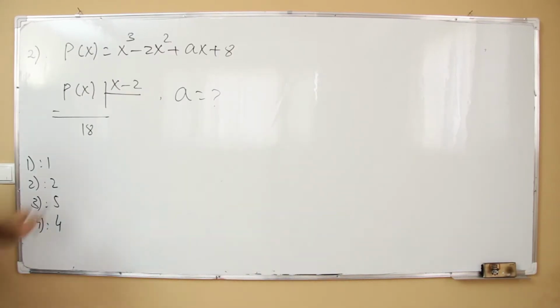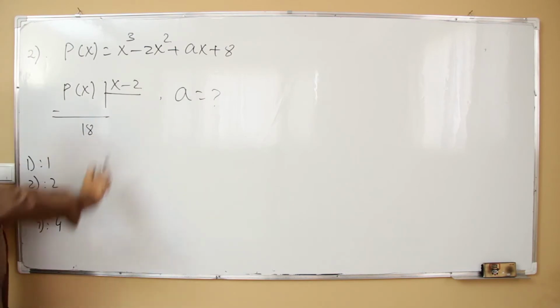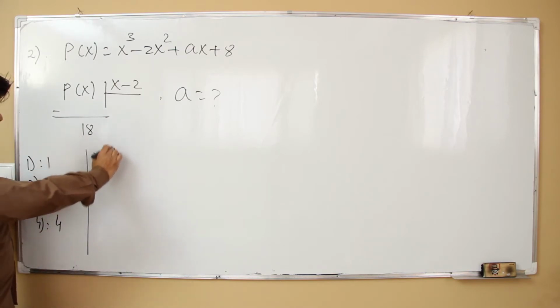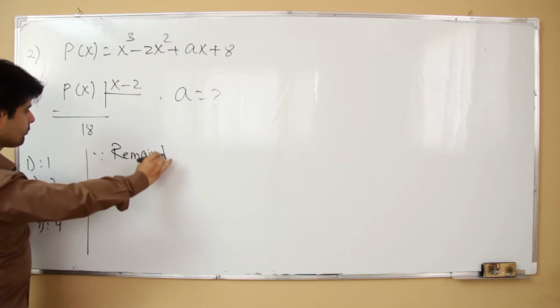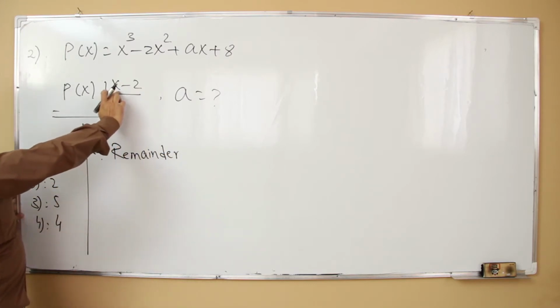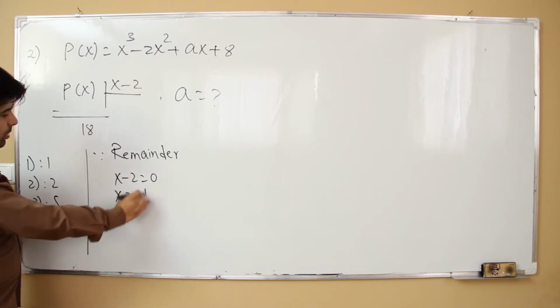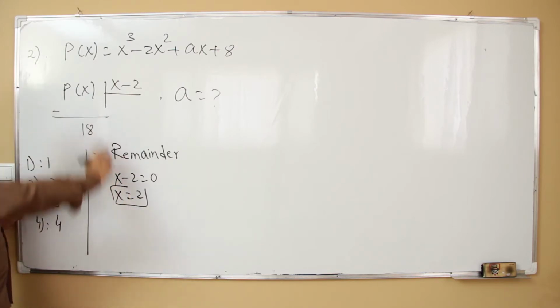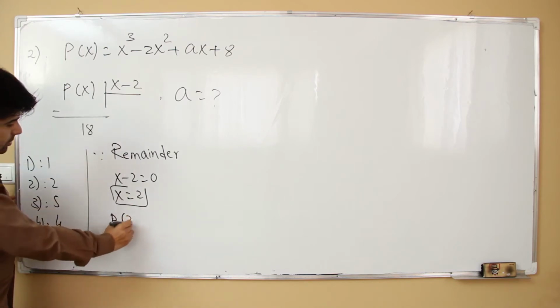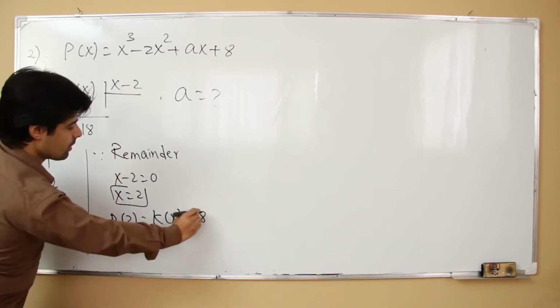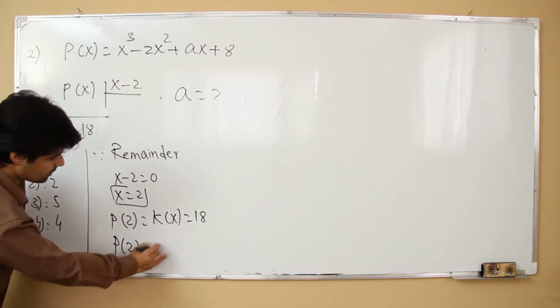Question number 2. Px is a polynomial which is given here. The remainder is 18. Now what is a? If we talk about the remainder, how can you find it? In a first degree polynomial you have to set this divisor equal to 0. X minus 2 equals 0, then x is 2. Put 2 instead of x in the polynomial. This p2 is the remainder, and the remainder is 18. I mean that p2 is equal to 18.